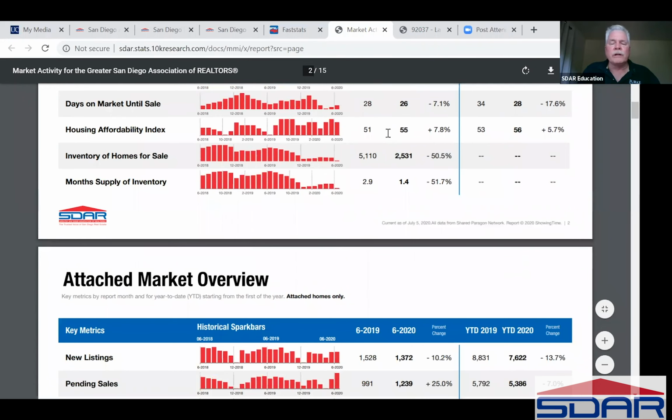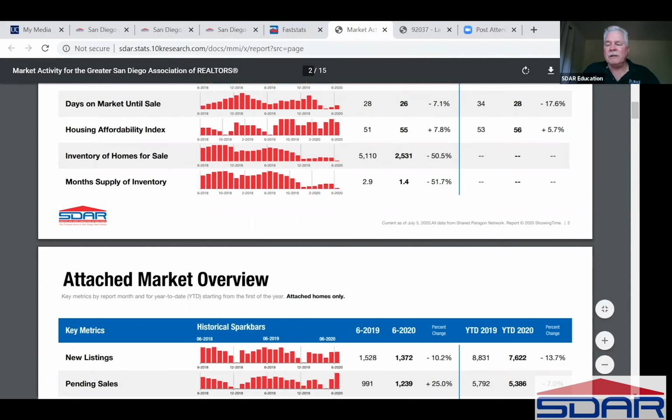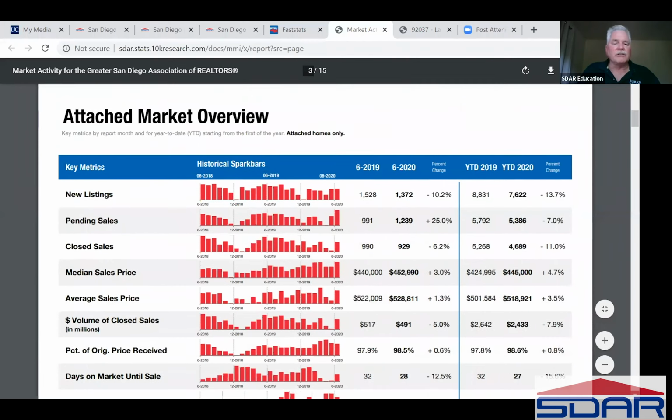The inventory, look at my inventory, poof, down by half. All right, that inventory is a really crushing number. My monthly supply of inventory down by half. I mean, we're in trouble, right? I mean, look at these numbers. I mean, we need to get back to work, so to speak. I always use that as a note of encouragement.